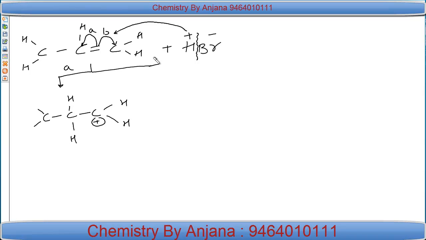अब लेट्स सी पॉसिबिलिटी B. पॉसिबिलिटी B के हिसाब से अगर हम देखते हैं तो जो कार्बोकेटायन बनके आएगा वो कुछ इस तरह का होगा. सी दिस. According to possibility B, negative charge goes to this carbon and positive charge goes to this carbon. Rest compound as it is.